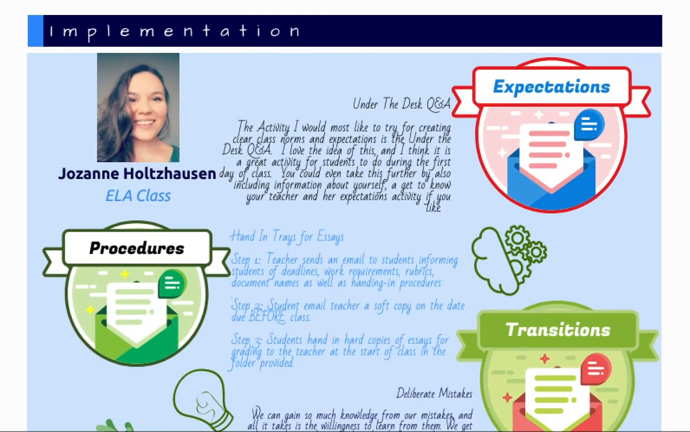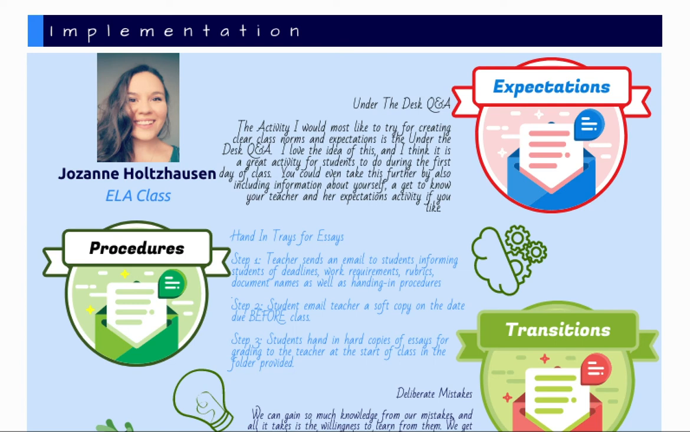Implementations. So from all of the amazing norms and procedures and transitions that we've researched, these are the three that I think I would like to try to implement. The first one for setting up expectations and norms around the classroom is the under the desk Q&A. I really like this activity. It's a fun kind of scavenger hunt activity where you can have students look up different rules and how to ask for help. And I think that you could even turn this into a get to know your teacher activity as well, where you can add some information about yourself, and it can be a little bit of both of a get to know your teacher and her expectations activity if you like.